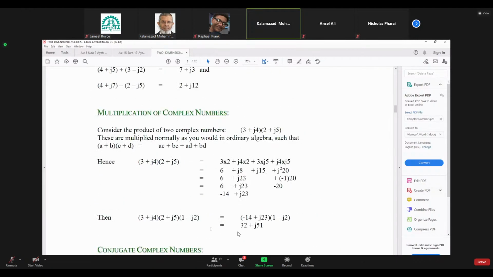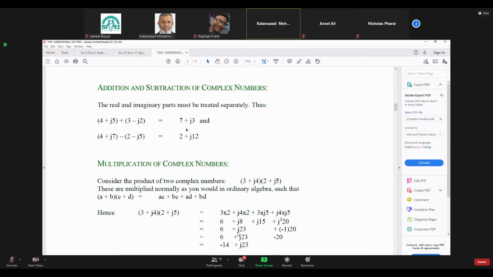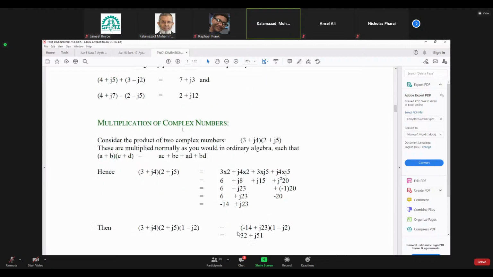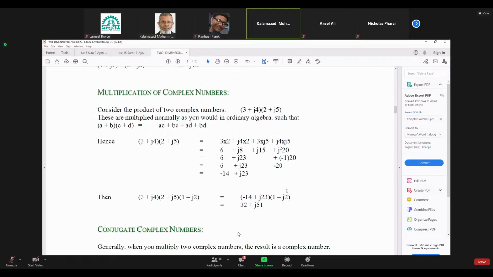So let's run through it again. To add or subtract, you add and subtract the corresponding parts. So real plus real, imaginary plus imaginary, or real minus real, imaginary minus imaginary. To multiply, you multiply everything in one bracket by everything in the other bracket, and you're looking for j squared, and to replace j squared with minus 1. And you will end up with another complex number once you combine the like terms and so on and simplify.